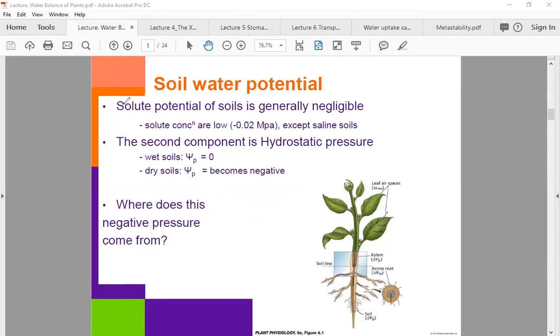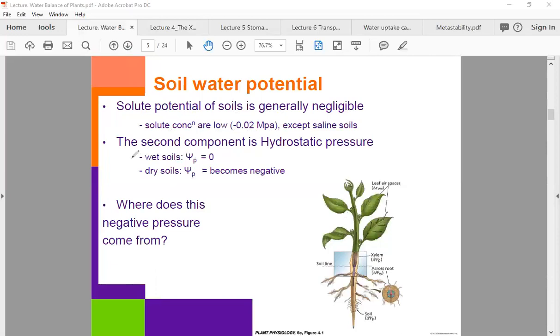All right, so let's look at solute potential of soils. This might surprise you, but it's generally negligible, because solutes in soils are normally found in very dilute concentrations. Generally the solute potential of a soil, except for saline soils, is only in the order of about negative 0.02 megapascals. Very surprising.